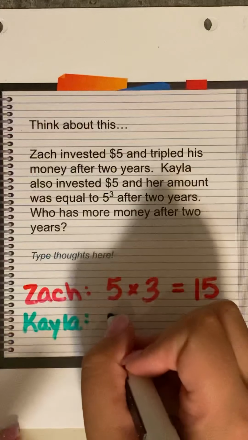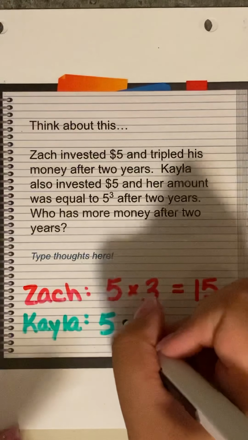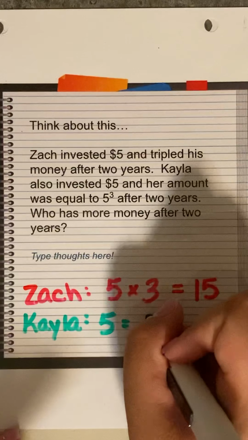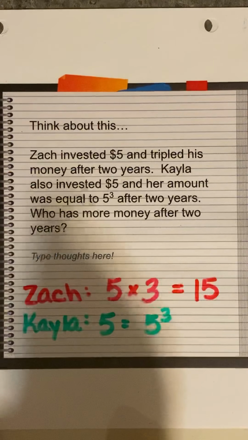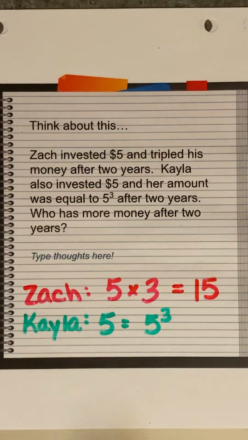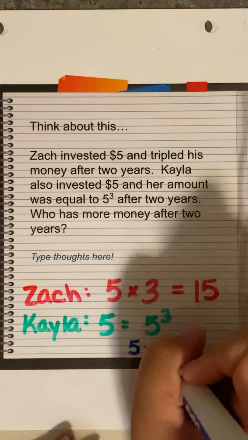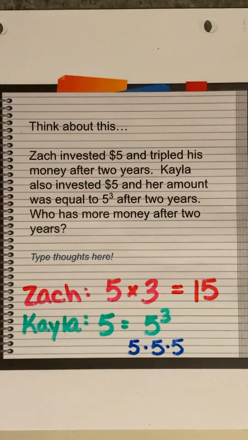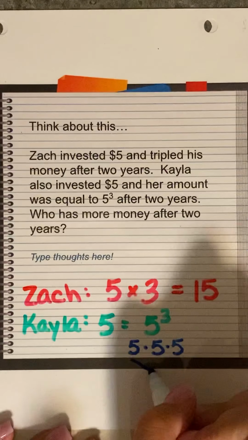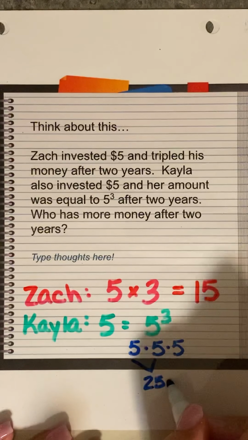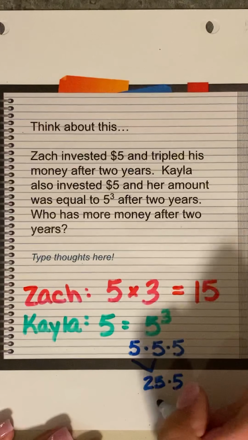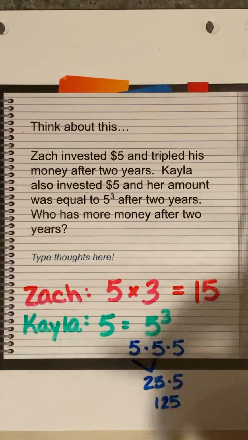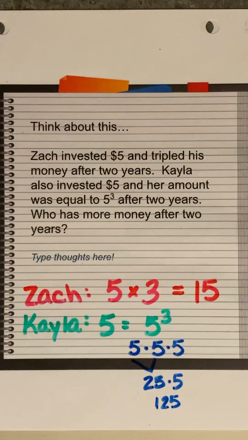Kayla invested $5, but hers equaled 5 to the 3rd power, or 5 cubed. So, after 2 years, what does 5 cubed, or 5 to the 3rd power mean? Well, we know that means 5 times 5 times 5. So, 5 times 5 is going to be 25. And then if you do 25 times 5, that will give you 125. You can think of quarters there, or you can multiply it through. But who would have more money then?